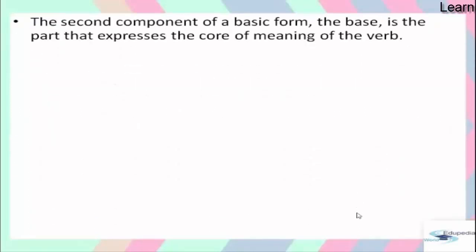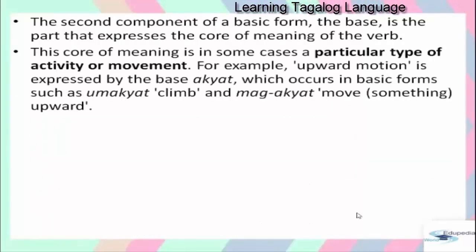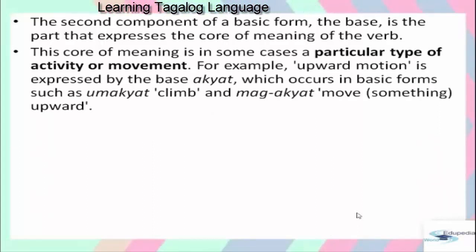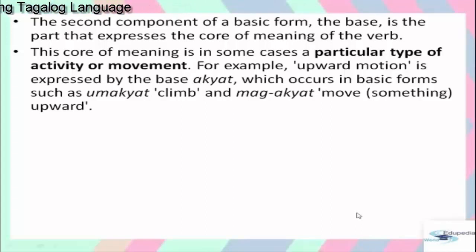The second component of a basic form, the base, is the part that expresses the core of meaning of the verb. This core of meaning is in some cases a particular type of activity or movement. For example, upward motion is expressed by the base akyat, which occurs in basic forms such as umakyat, climb, and mag-akyat, move something upward.